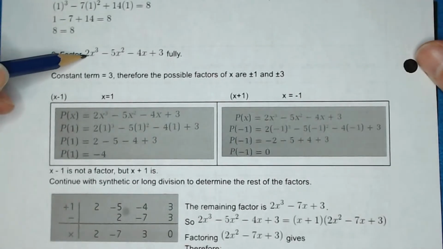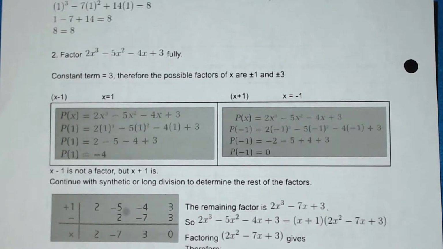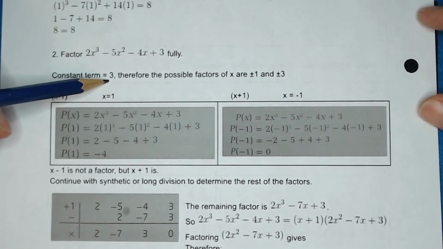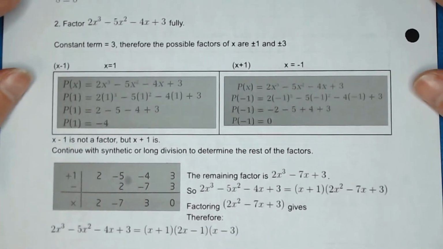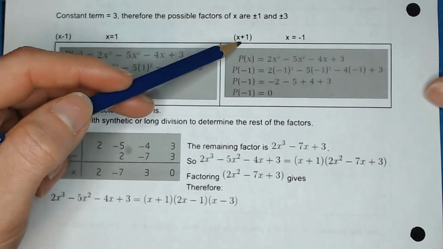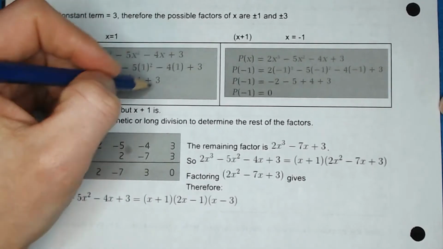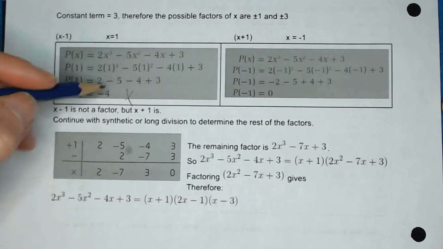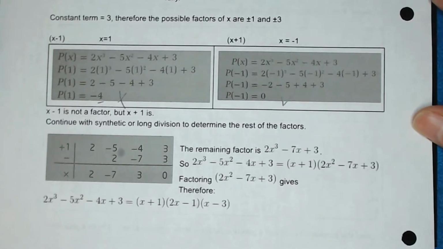Now we have this function 2x cubed minus 5x squared minus 4x plus 3, and I'd like you to factor it fully. So the constant term is 3, and therefore the possible factors are positive or negative 1 and positive or negative 3. So what I did first was pick x minus 1 and x plus 1 and just plug those values in to see if either of them worked to give me a starting point. So this one, of course, is not a factor because it's got a remainder here, but this one is. So x plus 1 is a factor.